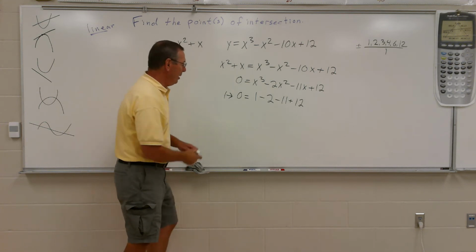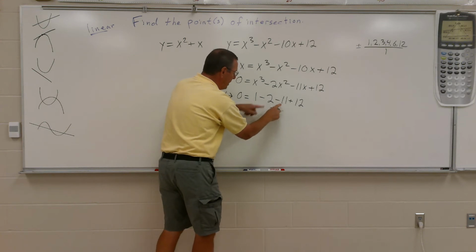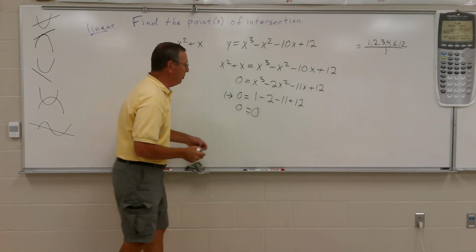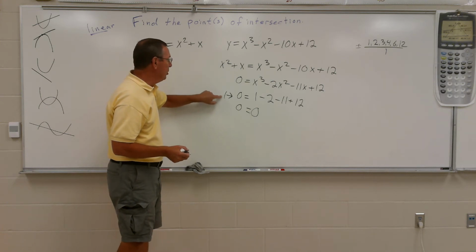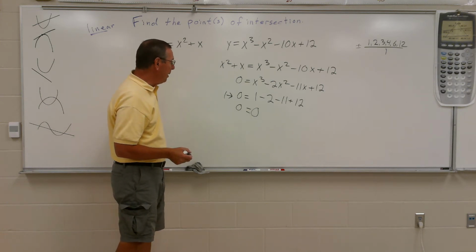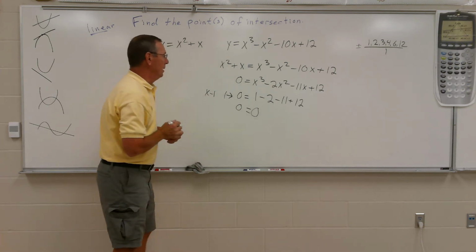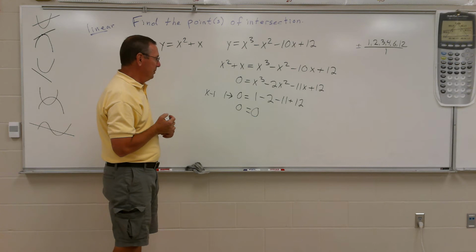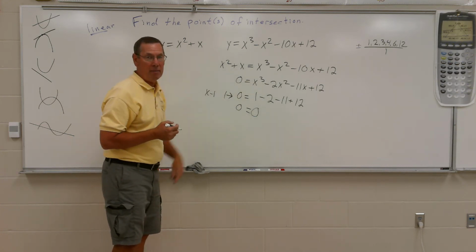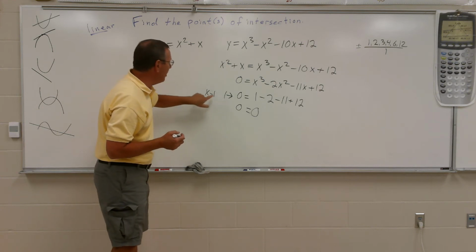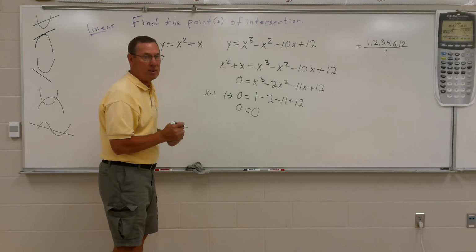Okay, so from here, now I'm in good shape, because look, I'll get 13 minus 13 is 0. 0 does equal 0, so that means yes, 1 is a good answer. So that means x minus 1 will be a factor. Now we can take x minus 1 and divide it into this to see what we have left.